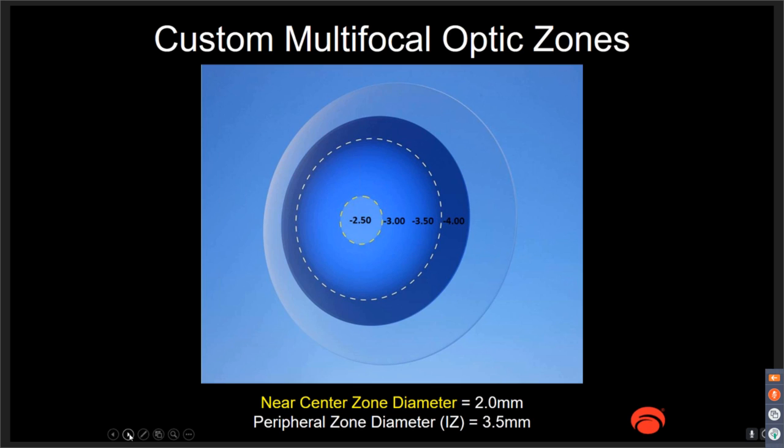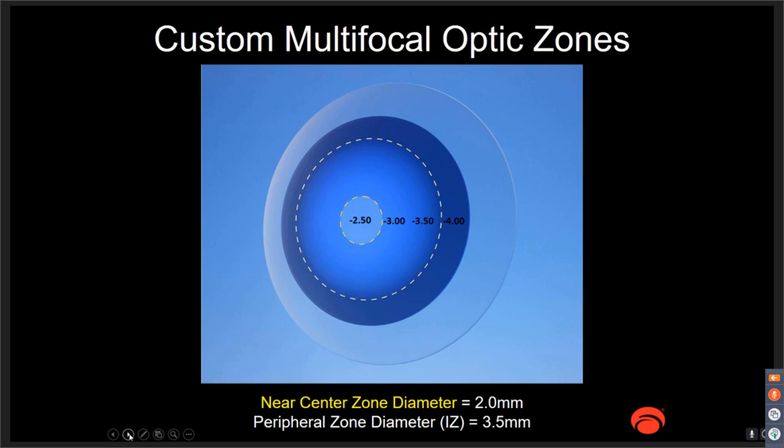Now, this is a near center zone of 2.0 and a peripheral zone of 3.5. One of the things that you need to realize right away is that outside ring, it doesn't really matter how large it is. It matters how big the pupil is at that particular time, because you can only utilize what the patient can utilize, and that's the size of the pupil. So you have to keep all of that in mind when you're actually designing this lens. The other thing to think about is, if the patient says they need more reading or they need more distance, think of it as areas. Go back to fifth grade: area equals pi r squared.